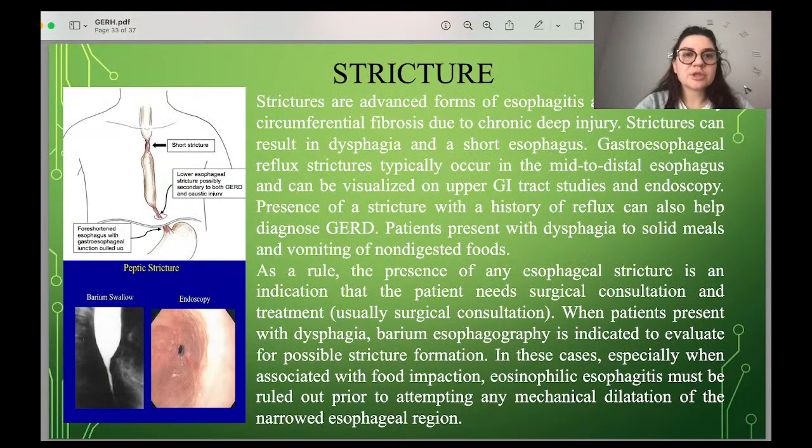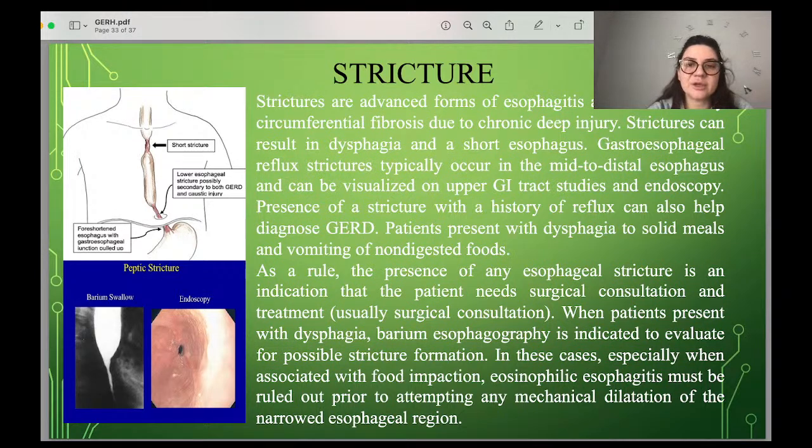Stricture. Strictures are an advanced form of esophagitis and connected with circumferential fibrosis due to chronic deep injury. Strictures can result in dysphagia and short esophagus. Esophageal reflux strictures typically occur in the mid to distal esophagus and can be visualized on upper GI tract studies and endoscopy. Presence of a stricture with a history of reflux can also help diagnose gastroesophageal reflux disease.